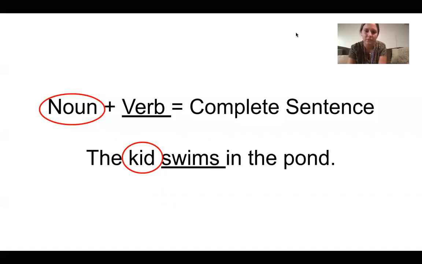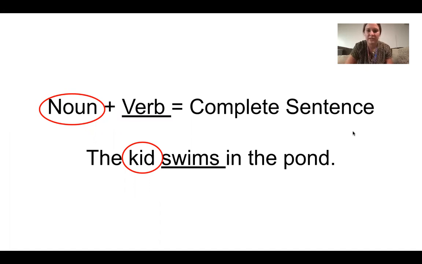Okay, today we're going to review sentences. So it's important that sentences are a complete thought. To be a complete thought, we need to have both a noun and a verb. A noun is a person, place, animal, or thing, and it tells us the what of the sentence, tells us who or what is in our sentence.